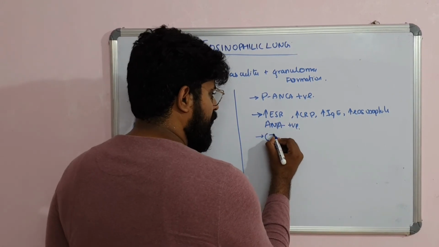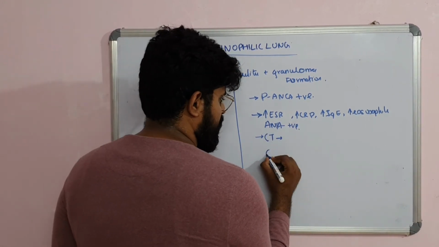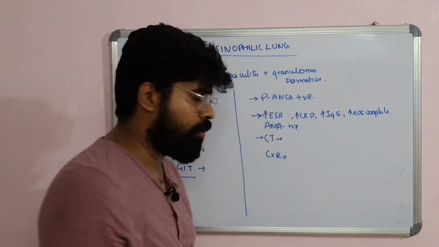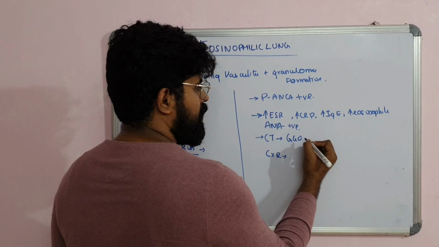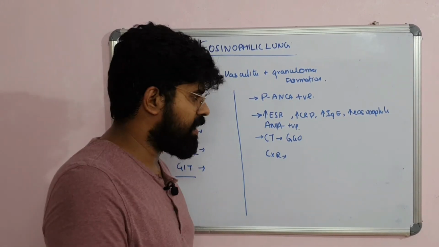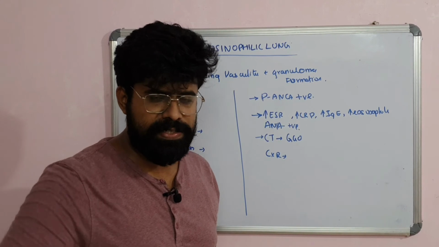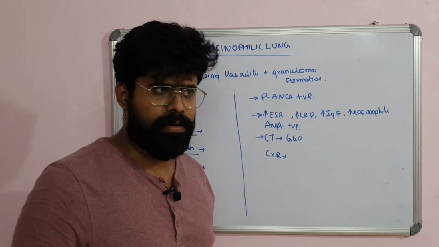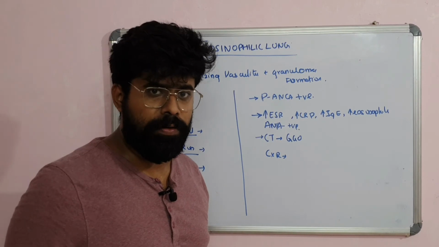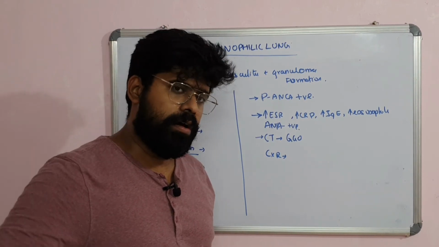Based on the CT scan and the chest X-ray. CT scan can show evidence of lung involvement in the form of bilateral ground glass opacities. Chest X-ray again can show reticulonodular infiltrations. Urine protein can show proteinuria or hematuria or evidence of renal involvement.